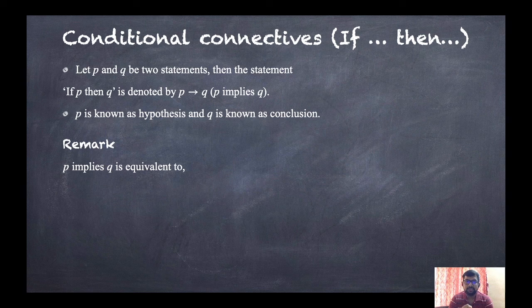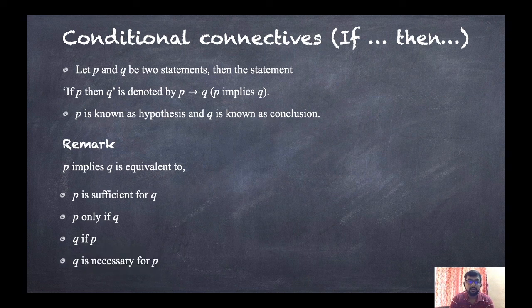Now, P implies Q, that means P arrow Q, is equivalent to many terms. So P implies Q is equivalent to: P is sufficient for Q, P only if Q, Q if P, and Q is necessary for P. So these are all similar terms and we will discuss them in examples. That means all of these mean that P implies Q.